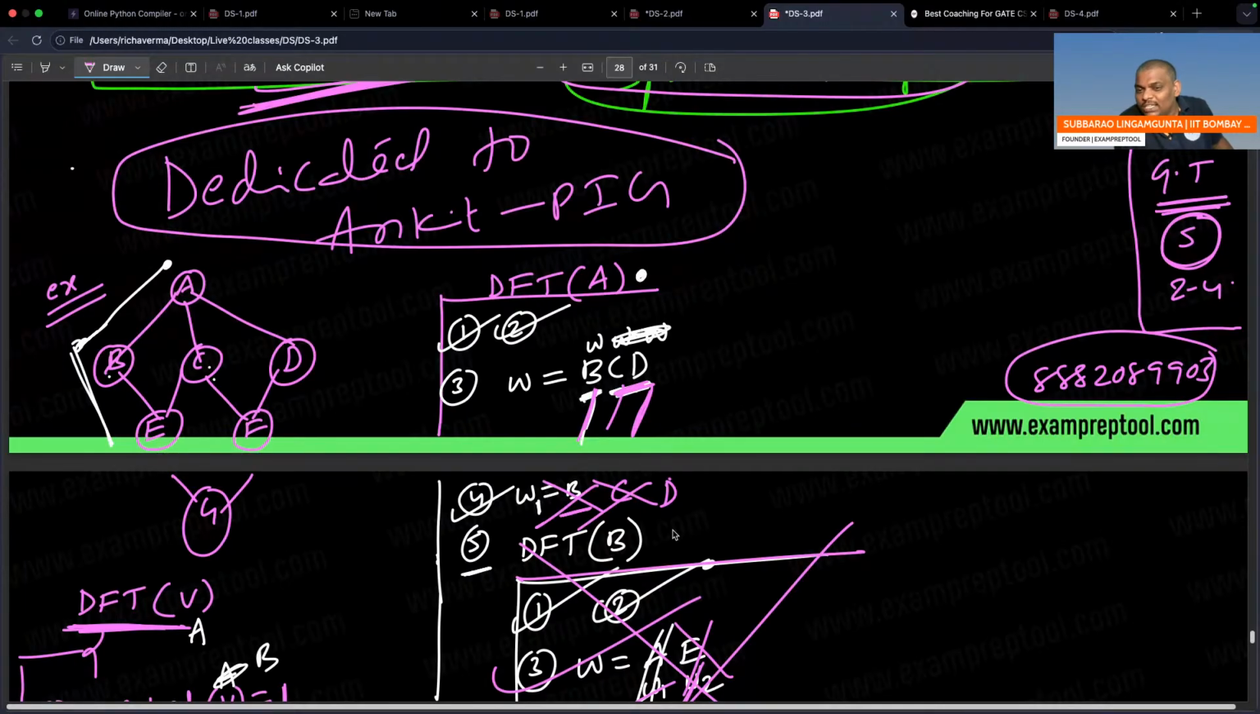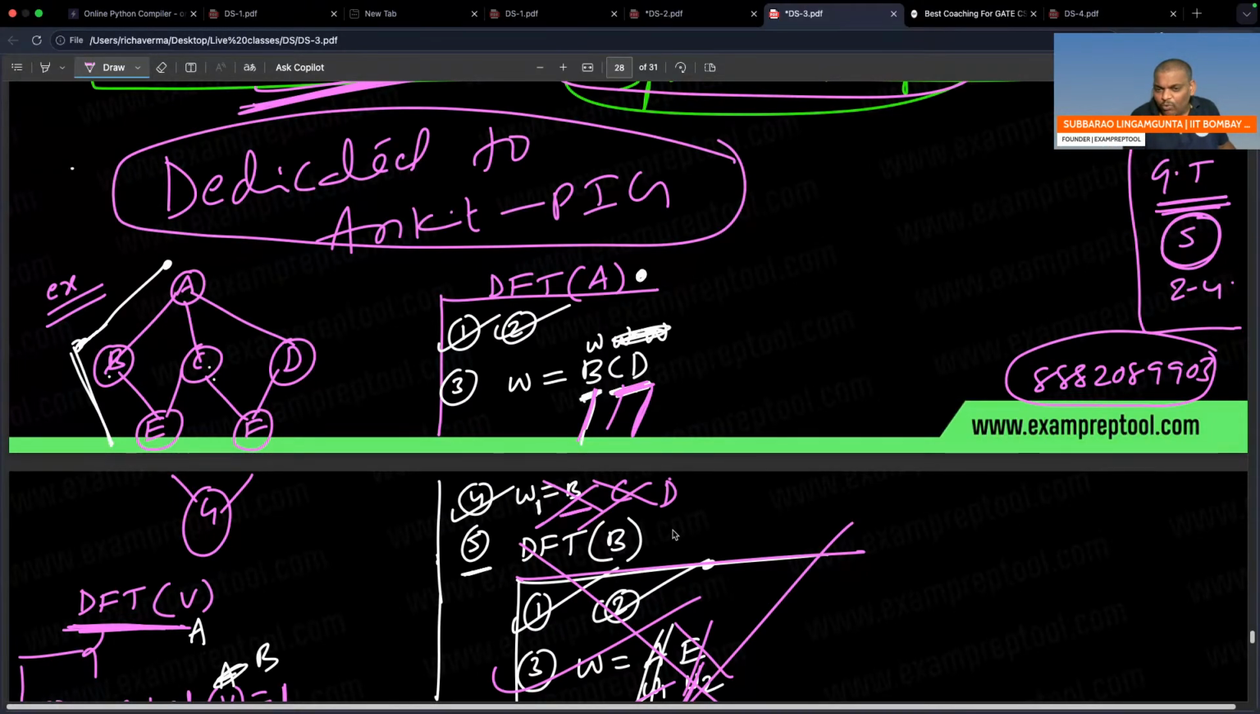G1, G2, G3 means, right, goat 1, goat 2, goat 3. 3 goats are waiting, not girls, goats. Bhaiya, G1, G2, G3 means not girls, bhaiya, goats. 3 goats are waiting. 3 dogs waiting. Correct, goat.